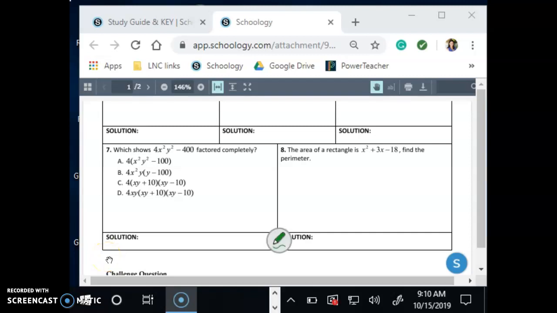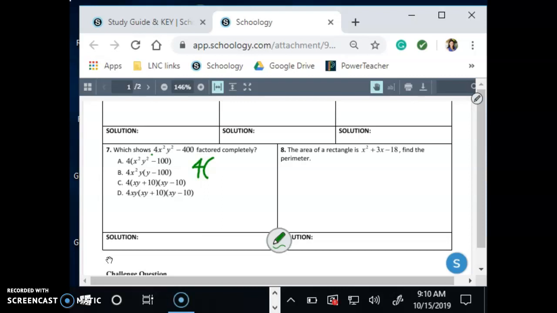So number 7 asks which shows this, 4x squared y squared minus 400, factored completely. And remember what the first rule of factoring is: pull out a GCF. So I know that 4 and 400 are both even, so they have at least a 2 in common, but even further, 4 can evenly go into 400, so we're going to pull a 4 out first, and then we're going to divide everything by 4.